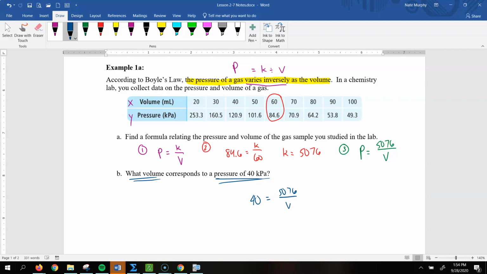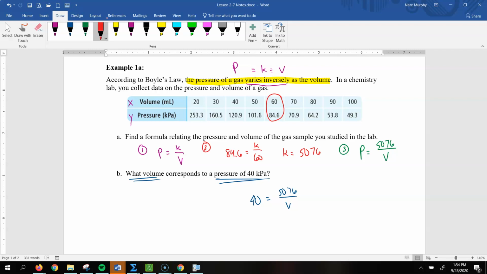Now, this is where people always have a hard time. They always wonder, all right, what do I do to solve this? Do I divide both sides by 5,076? Do I multiply both sides by 5,076? Do I take 5,076 divided by 40? None of those are correct.